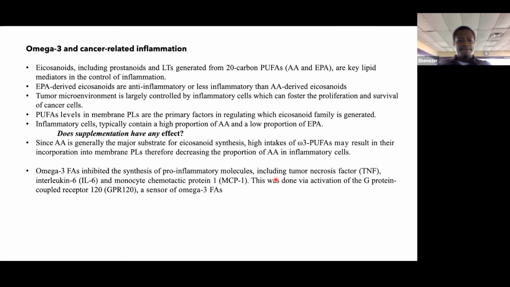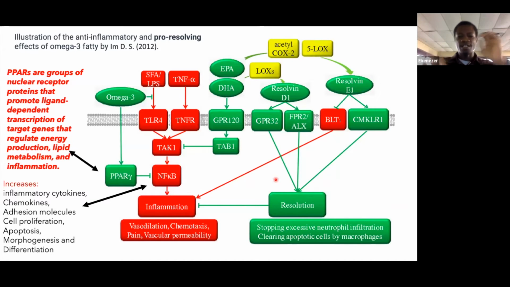So we've been able to find out that some studies show that omega-3 fatty acid inhibited the synthesis of pro-inflammatory molecules, such as tumor necrosis factor, interleukin-6, and monocyte chemotactic protein, and it was done through the activation of a particular protein receptor, GPR120, which is known as a sensor of omega-3 fatty acids. Now, this is a complex chemical pathway. All these metabolites in red are pro-inflammatory, while those in green are anti-inflammatory. That is, they are helping to prevent the process of inflammation.